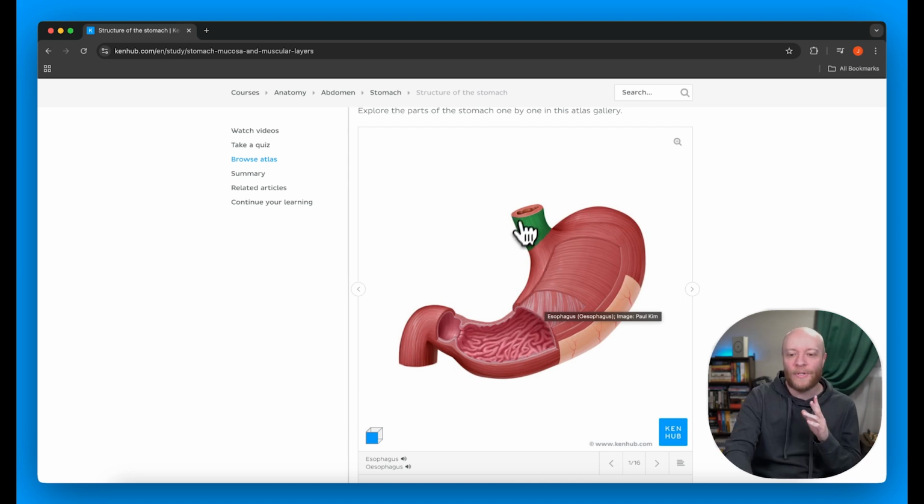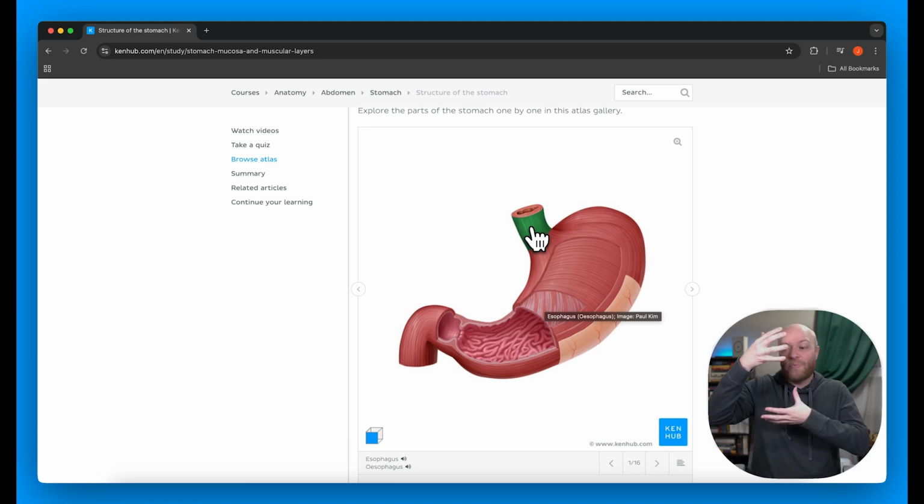Let's jump into this. So this first structure, like we mentioned, is the esophagus. Now the esophagus is your food tube. This is going to connect the stomach all the way up to your throat, or what's called the pharynx. So this is a long muscular tube that's just going to squeeze the digestive material that we call a bolus, and it's going to drop into the stomach. And so this is the esophagus here.